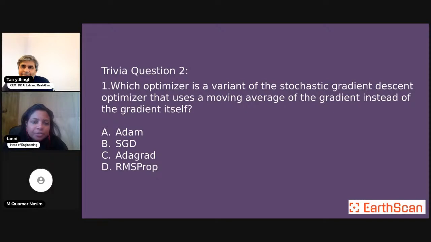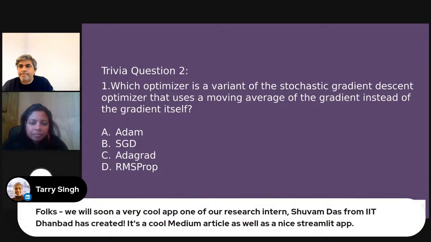So let's go to question two, the trivia question. Which optimizer is a variant of stochastic gradient descent optimizer that uses a moving average of gradient instead of the gradient itself? The options are Adam, SGD, Adagrad, and RMSProp.